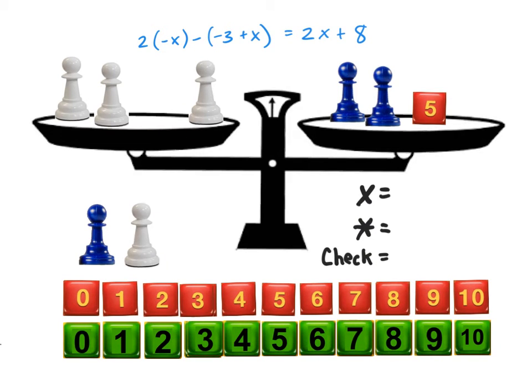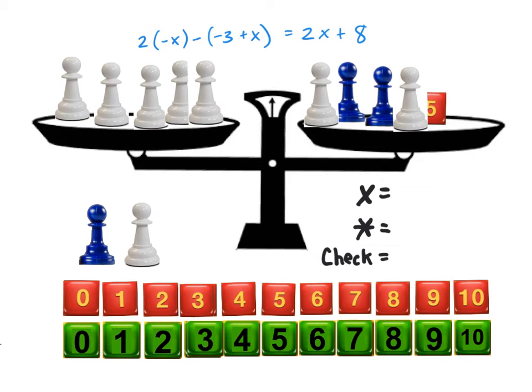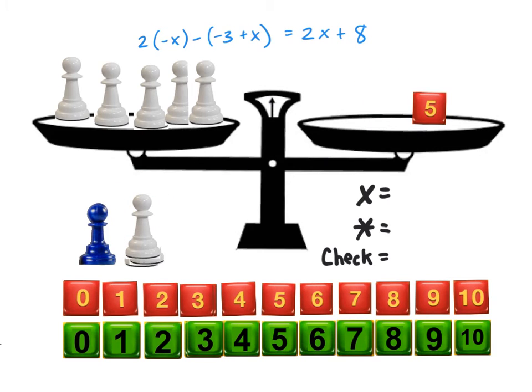So in order to remove the two x's, I'm going to add two negative x's to each side. And what that did is it made two zero pairs right here that can be removed. There's one and there's another. Now what I'm left with is 5 negative x equals +5. So negative x, the star, must have a value of +1, which means x has a value of -1.